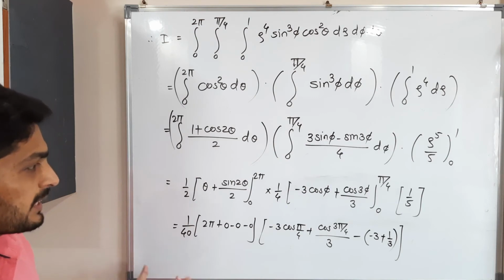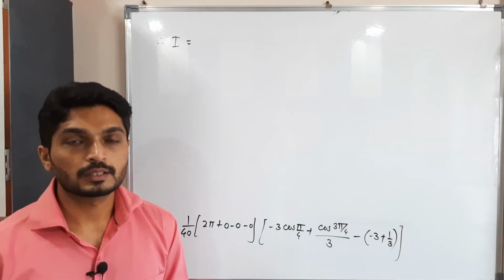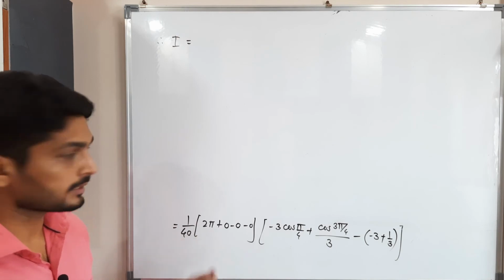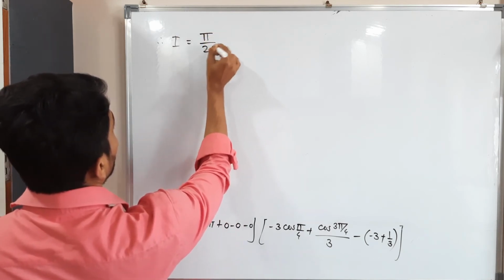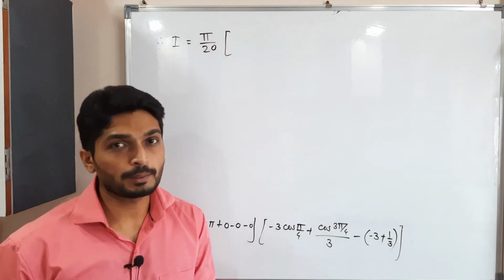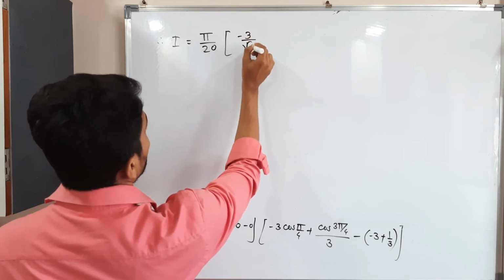No more space is there, so I suggest you make a screenshot of it. After that we will go further. So let us solve now. See what will happen: 2 will get cancelled, so we will have pi by 20. You know that cos pi by 4 is 1 by root 2, so therefore we will have minus 3 by root 2.